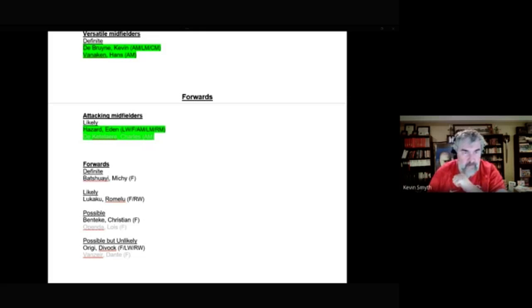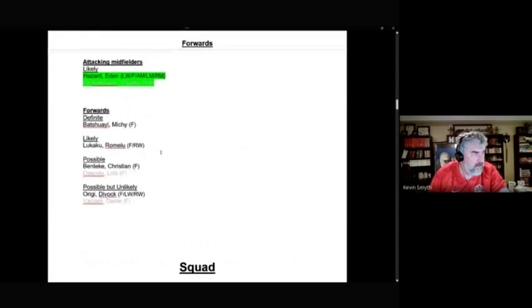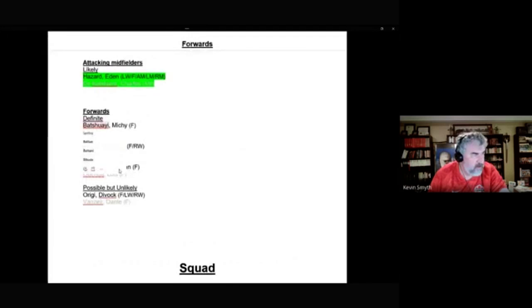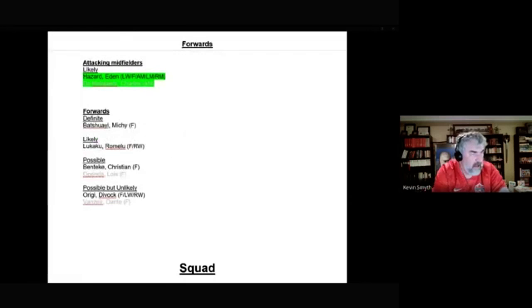All right, well, that brings us to the end of attacking midfielders, and we only have the forwards to go. And let's look at the candidates. So definite candidate, Michy Batshuayi, and likely candidate Romelu Lukaku. And we have two possible candidates, Christian Benteke and Lois Openda. And then two possible but unlikely candidates, Divock Origi and Dante Van Zeer.